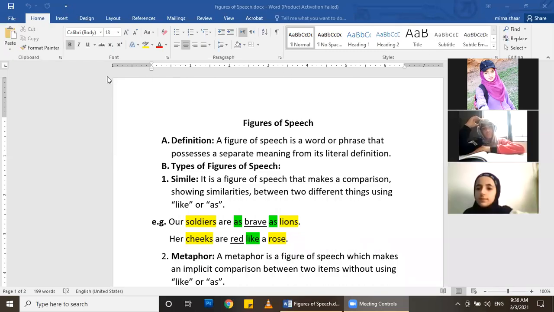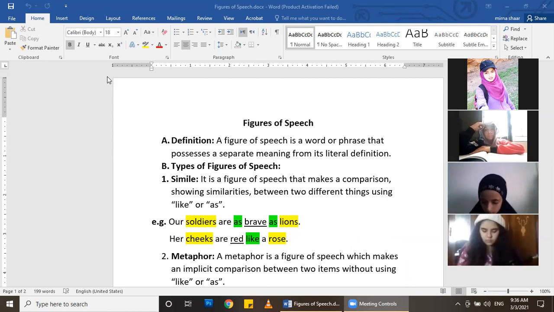So our lesson was about figures of speech. Let us make a quick revision. As a definition, we said that a figure of speech is a word or a phrase that possesses a separate meaning from its literal definition. So we have to read between the lines in order to get the meaning of the word in which we use figures of speech, okay?